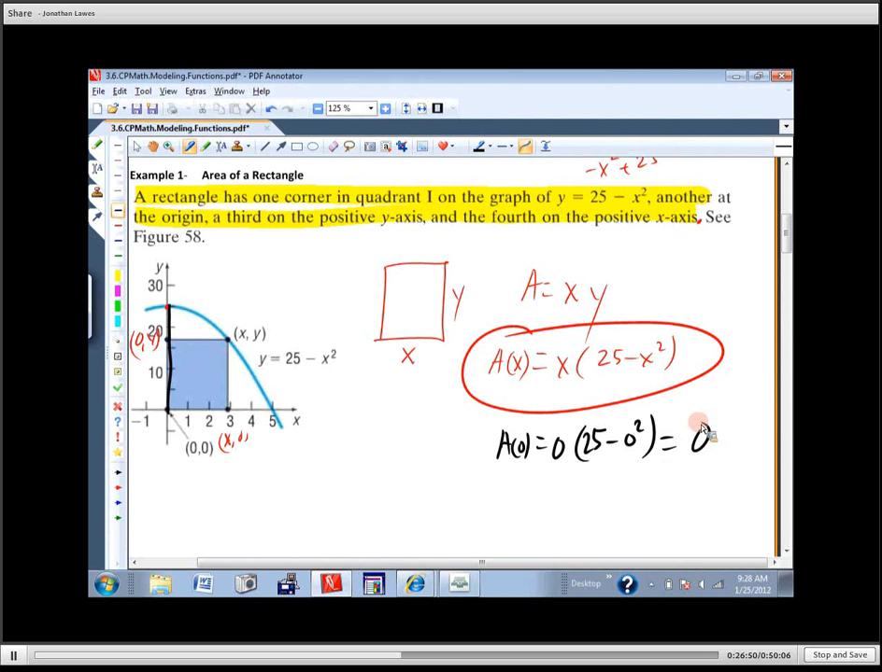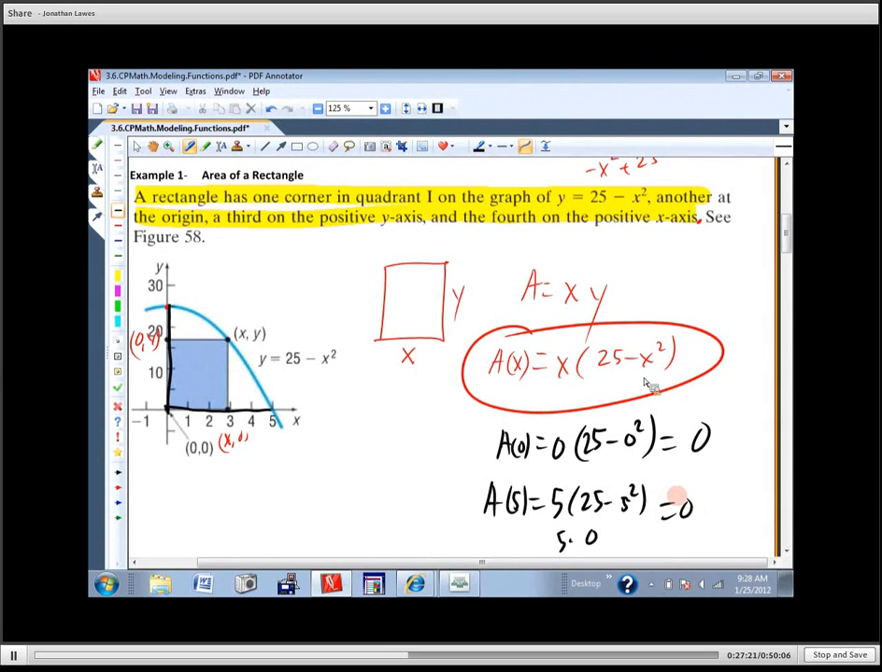Okay? Same thing would happen here. What if I made it all the way out to here? So if I plugged in a 5, what should A of 5 be? If the base went all the way out to 5, there's no height there, so it should still be 0, right? So this would be 5 times 25 minus 5 squared. That's going to be 0. So I have 5 times 0, answer is 0. Now, in between, we'll get a nice positive number. Okay, but that's how we'd find that one.